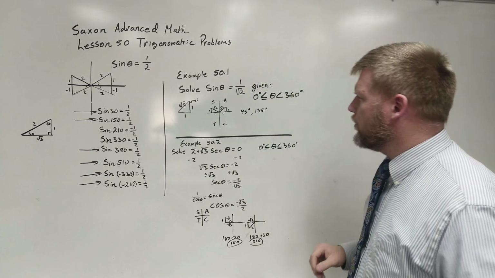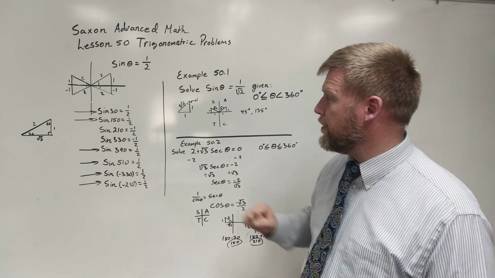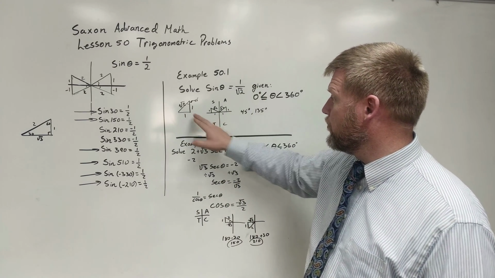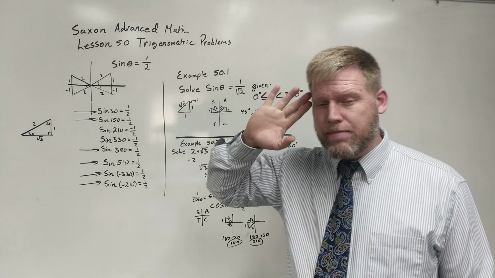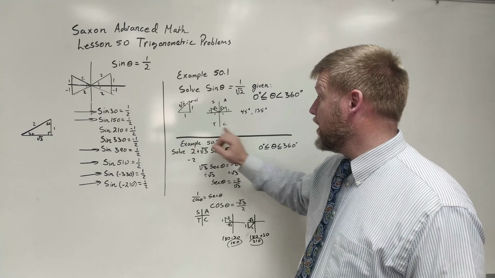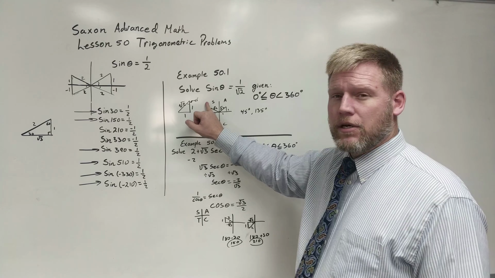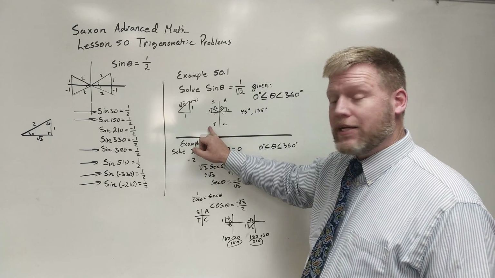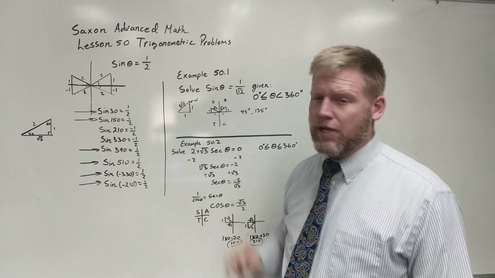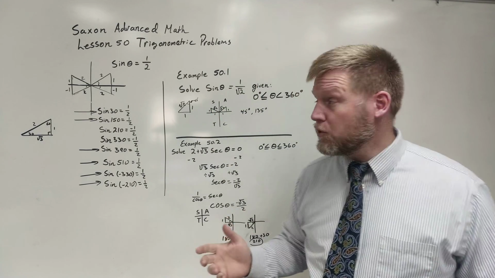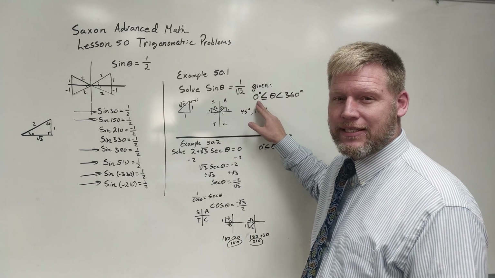But on 50.1, they're giving us 1/√2. It's still a special triangle. It just happens to be a 45, 45, 90 triangle, 1, 1, and √2. If I apply my memory tool, all students take calculus: all the trig functions are positive in the first quadrant, only the sine is positive in the second, only the tangent in the third, and only the cosine in the fourth. If I'm looking for a positive, I know it's going to be in my first and second quadrant. Of course, it could be multiples of 360, but this limits that down, and it can't be any negatives.